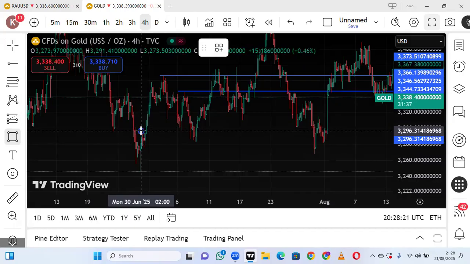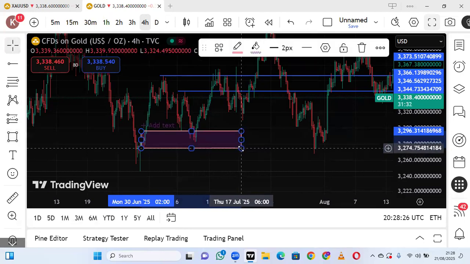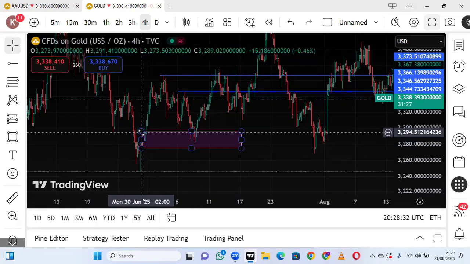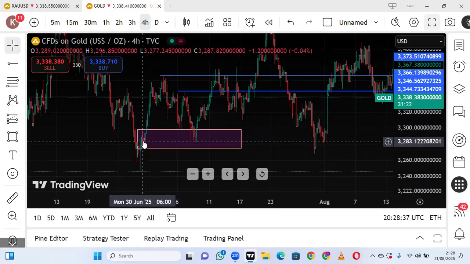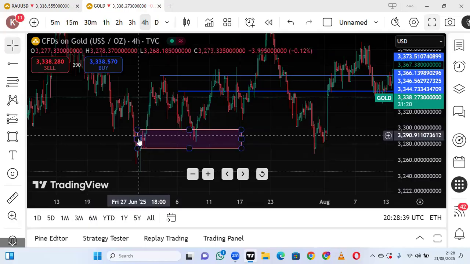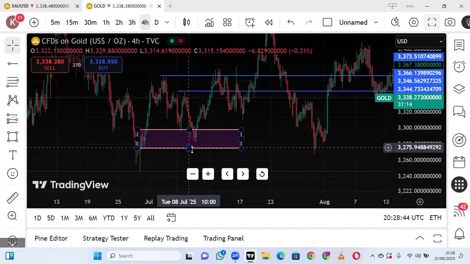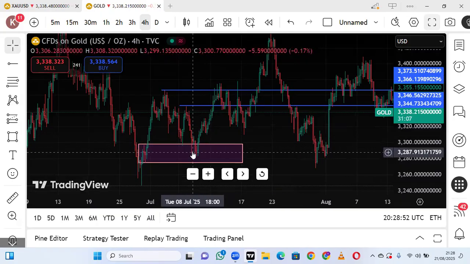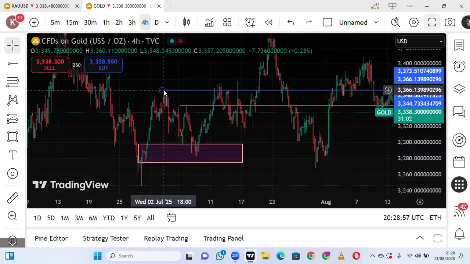Because this is where it started at this point. The reason why I'm marking this is because this is where the bullish move started at this point. So this is how you should expect your entry to be. You enter from this point. This should be your first TP, second TP.